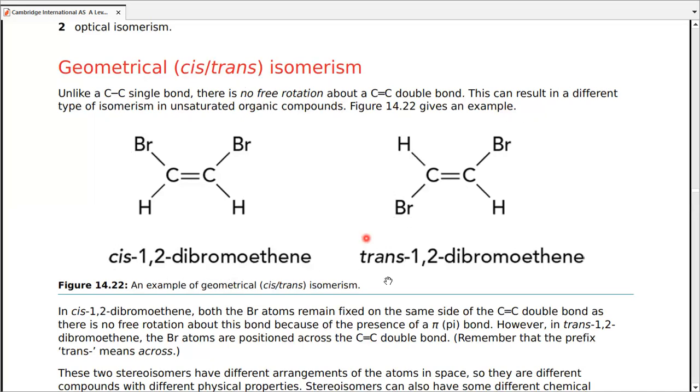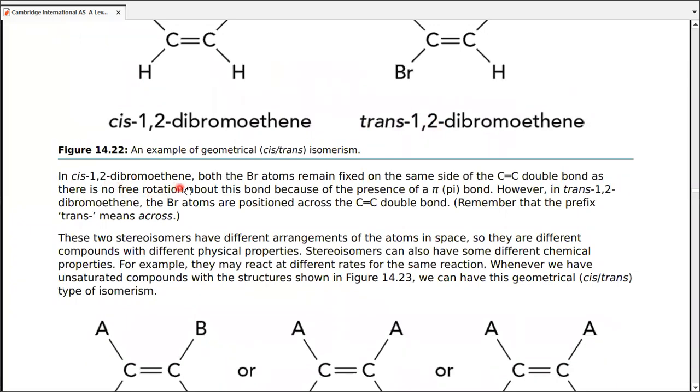Now let's clarify. In cis-1,2-dibromoethene, both the bromine atoms remain fixed on the same side of the carbon-carbon double bond. That's how you're supposed to write it: same side of the carbon-carbon double bond, cis. However, in trans, they're positioned across the carbon-carbon double bond. You may also write it as across the diagonals, or main diagonals, of the carbon-carbon double bond to make it more specific. Both ways, written like this, would define trans isomerism.